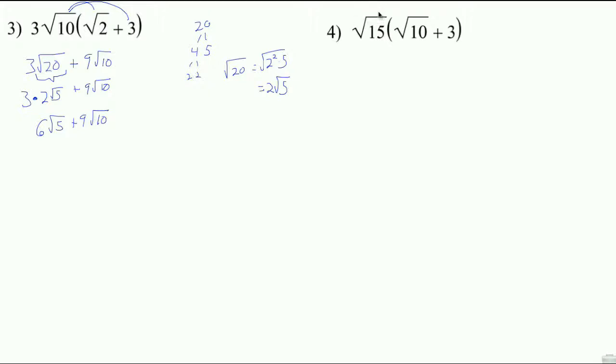Similar question over here on number 4. We can't simplify root 15 and we can't simplify root 10, so we're going to go ahead and multiply, and we get the square root of 150. And then we distribute the root 15 to the 3, so plus 3 root 15.